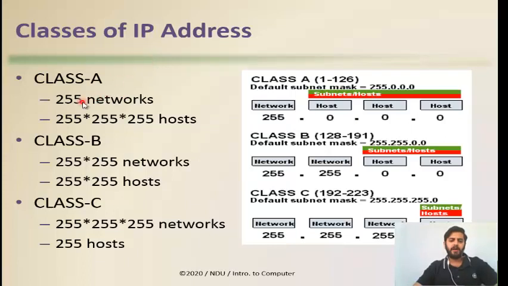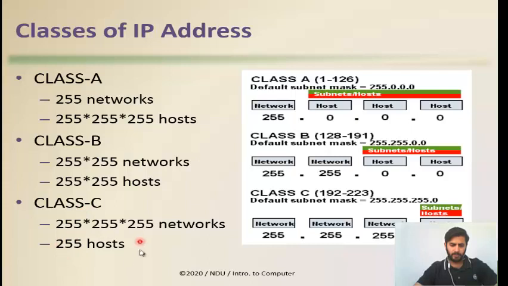In class A you have 255 bits associated for a network, and the remaining are associated for the host. It means that your class A IP address consists of one network portion and 3 host portions. If you move towards class B, you have 2 network portions and 2 host portions available, and if you go towards class C IP addresses, you have 3 network portions and 1 host portion available here.